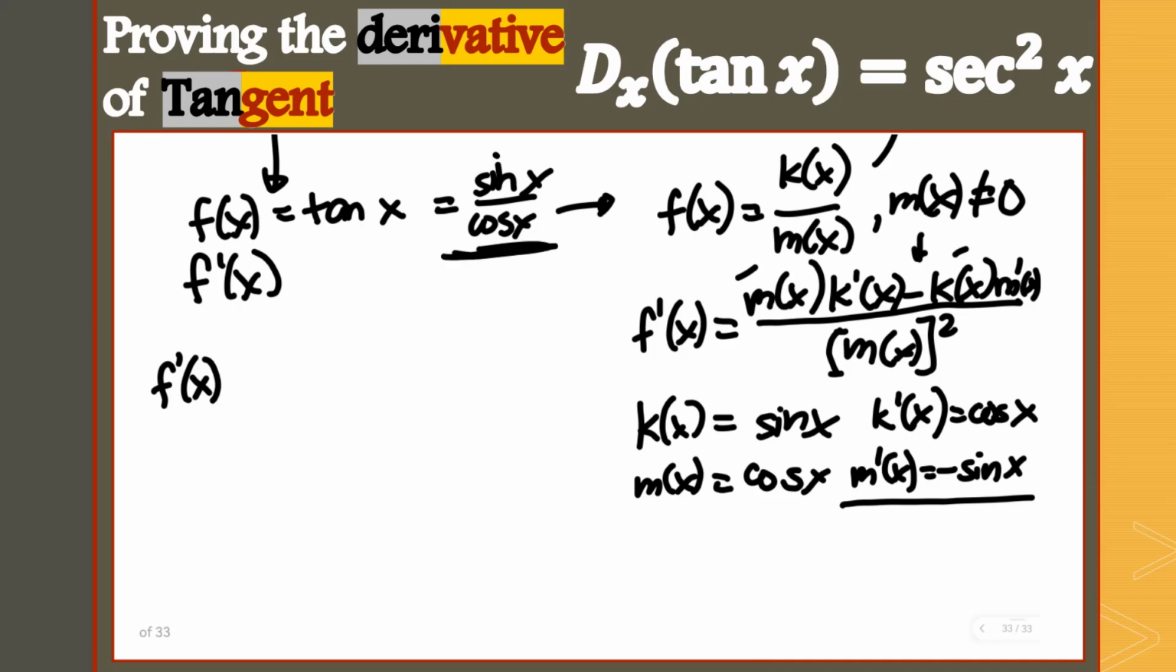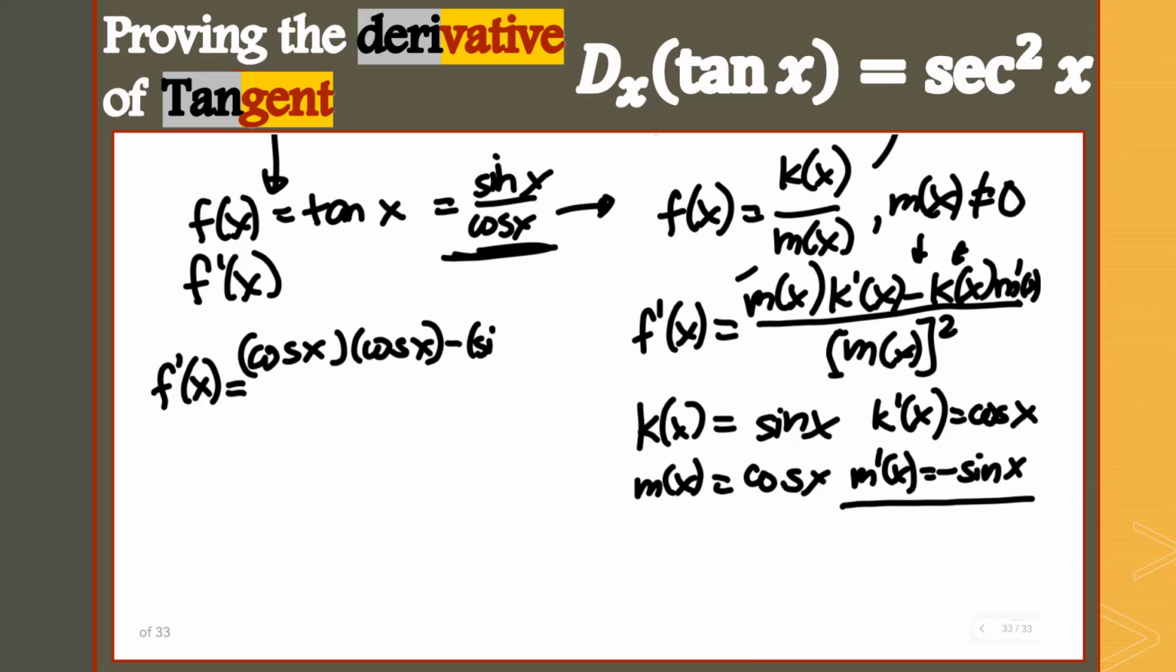So let us have it here, making this equivalent to tangent x using the quotient rule. The denominator m of x is cosine x times the derivative of the numerator, which is also cosine x, minus the original numerator, sine x, times the derivative of the denominator, which is negative sine x, all over the square of m of x, which is cosine x.